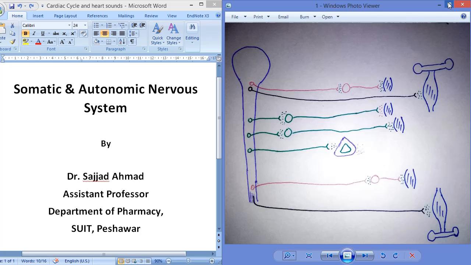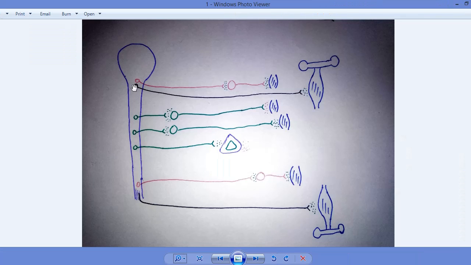Today we are going to learn about the somatic and autonomic nervous system in detail. In this diagram, you can see the neuron which is made in black color. This represents the somatic nervous system. In the somatic nervous system, the neuronal fiber may directly arise from the brain through the brain stem or from any part of the spinal cord.